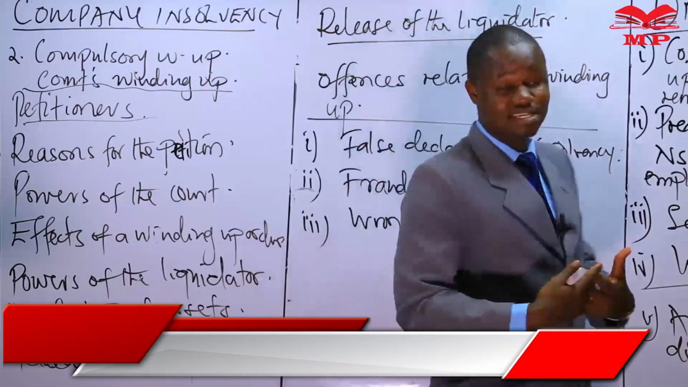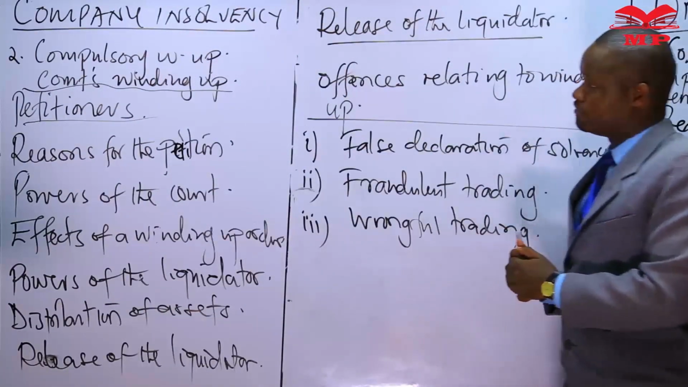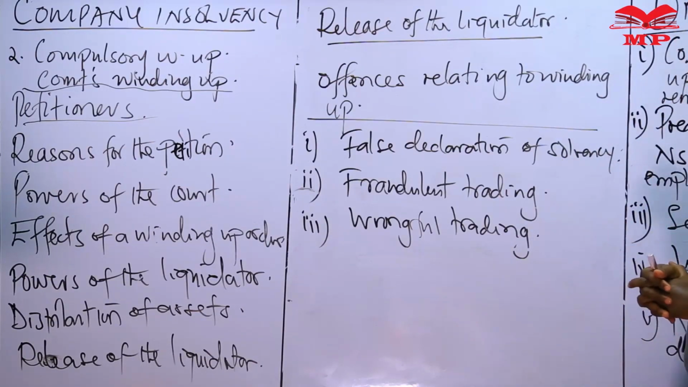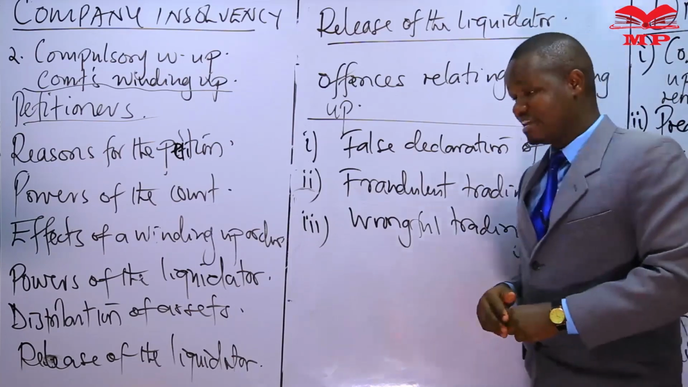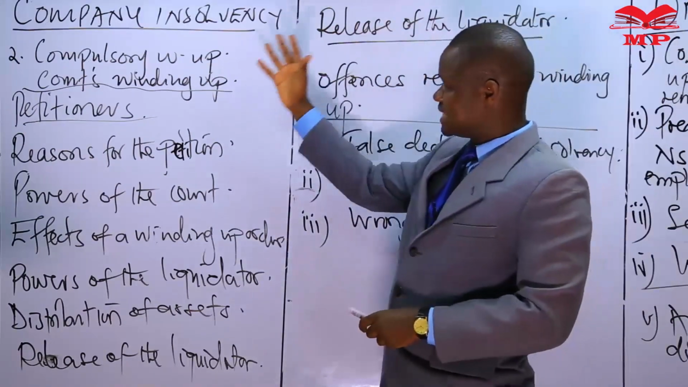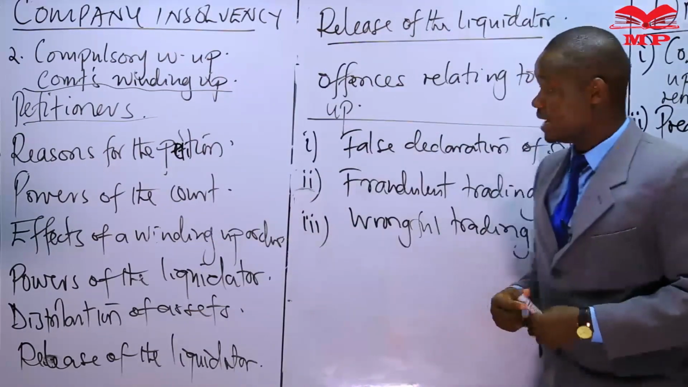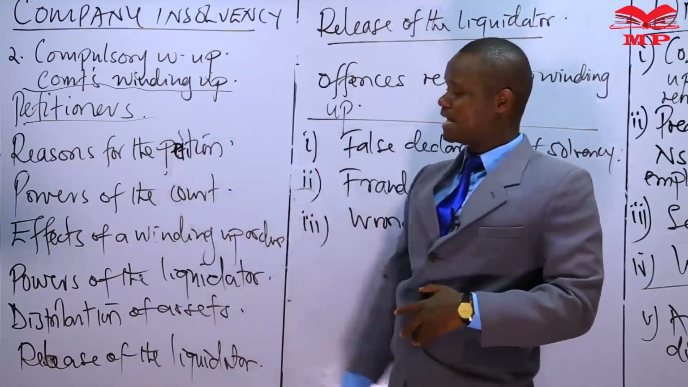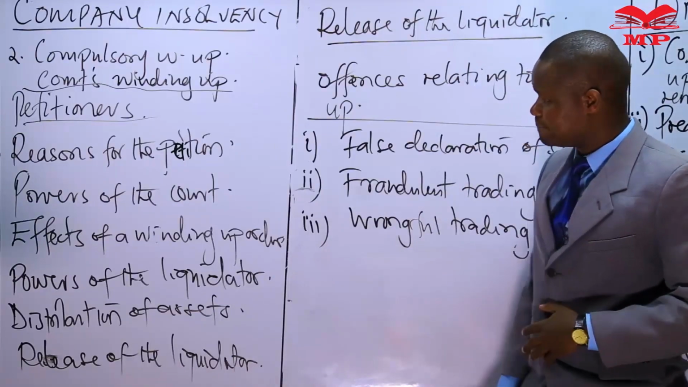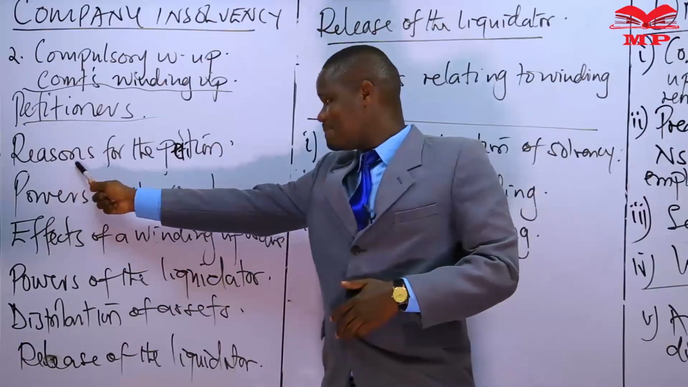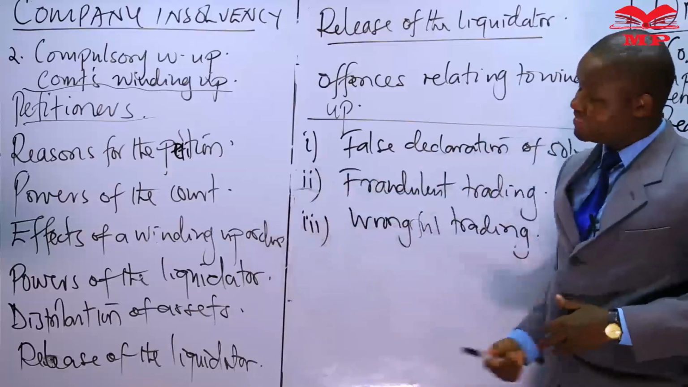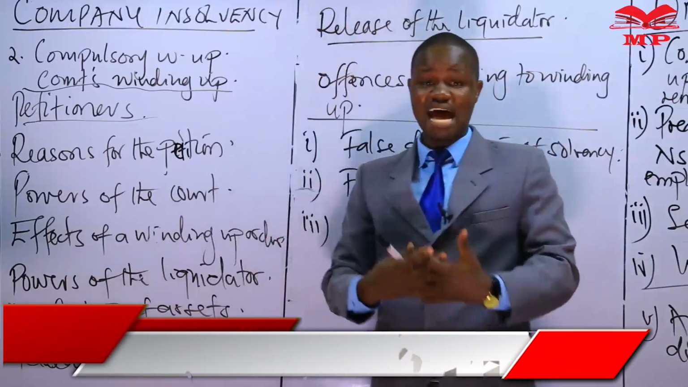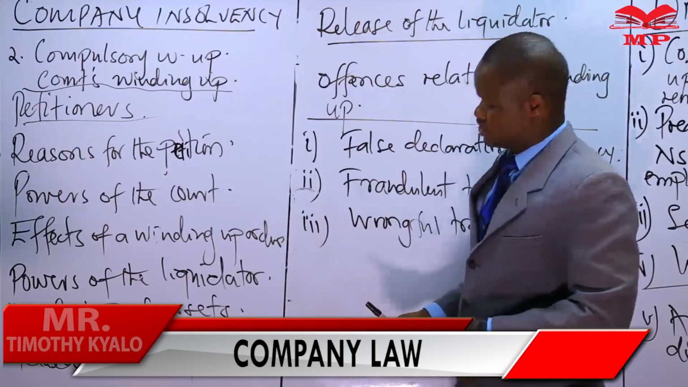So, dear learners, that brings us to the end of this topic and ultimately the end of our lesson. Just to recap what we have done so far, we have looked at the compulsory winding up, which is the winding up by the court. We have looked at who may possibly make a petition to the court to wind up our company. We have also looked at the basis, the grounds, the reasons why that petition will be made. We have also looked at the powers the court has while entertaining such petition.